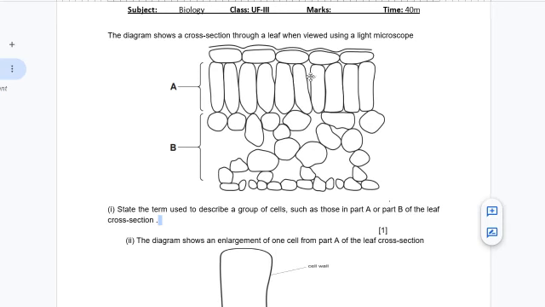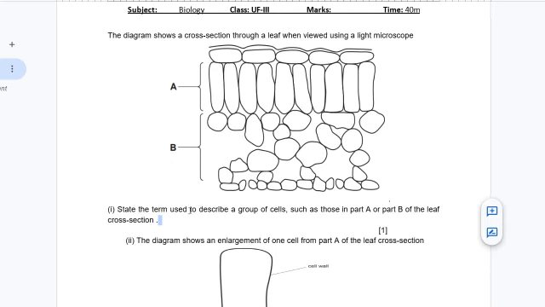Now we are going to read the statement of the question and make sure to understand what the question is demanding. Like in the Cambridge exam or in any exam, you should understand the statement and then try to answer it.